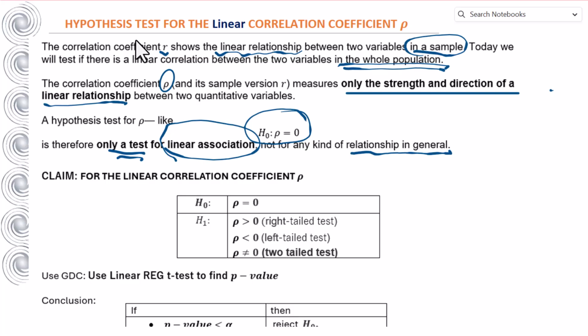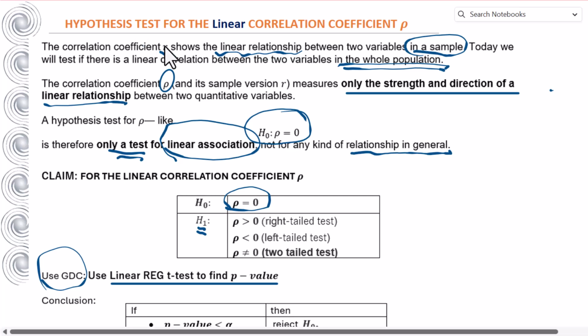Claim for the linear correlation coefficient rho: H0 is always rho equals 0. We have three different forms for H1: rho greater than 0, rho less than 0, rho is not equal to 0. When you use a calculator, we have to use linear regression t-test to find this p-value.